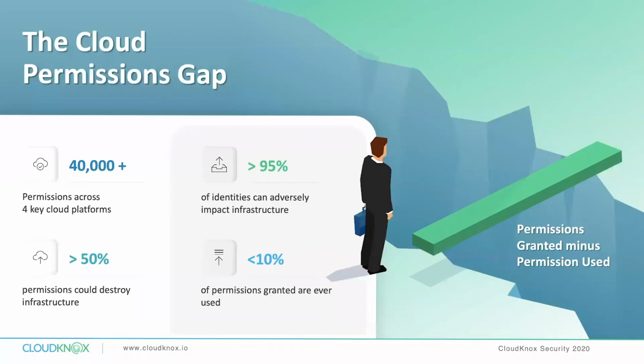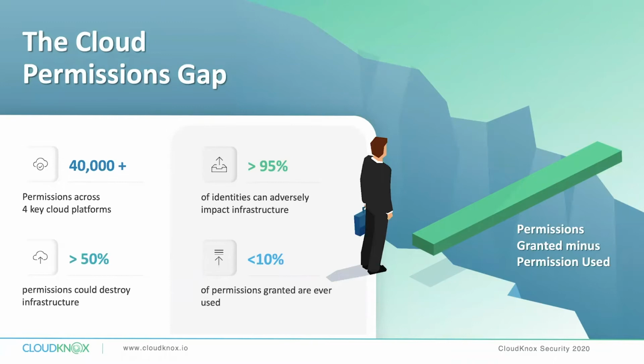So as I just mentioned, the number of permissions that organizations are being asked to manage is growing daily and is estimated to be around 40,000 across the 4 key cloud platforms that I just mentioned. And that number keeps on growing. What is concerning is that of those 40,000 permissions, over 50% are considered high risk.